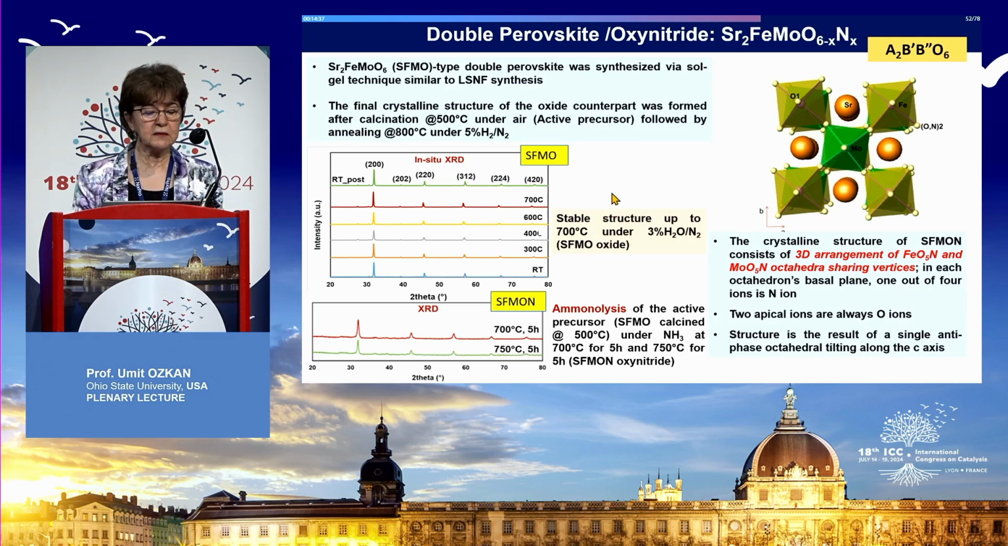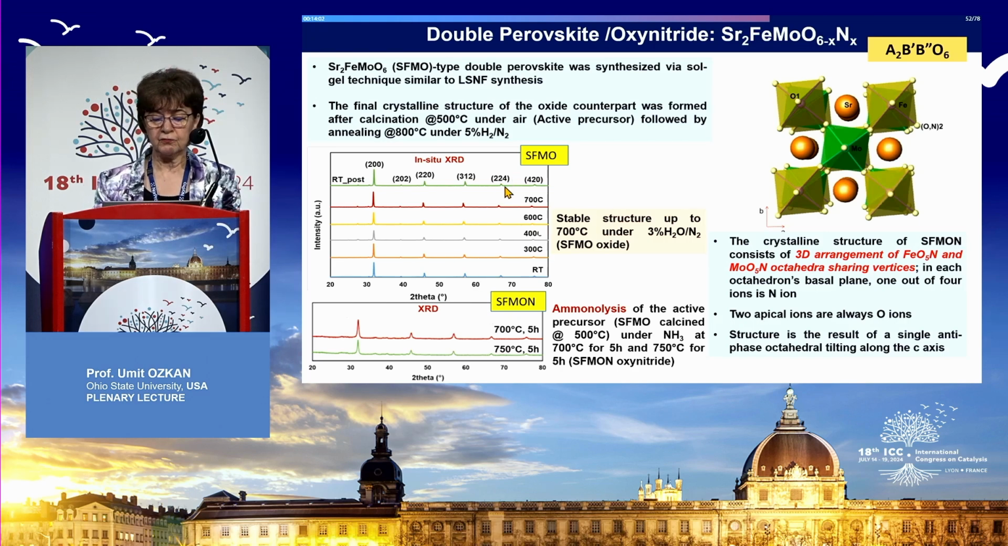And we, again, synthesized them using a sol-gel technique similar to other perovskite structures we have made. And we looked at their stability, structural stability, using in situ XRD. And what we see here is up to 700 degrees centigrade, it's quite stable, so we don't really change anything in the crystalline structure. And then now we're nitriding it using ammonia at 2 different temperatures, and we clearly see that we are beginning to form an oxynitride or nitride phase.